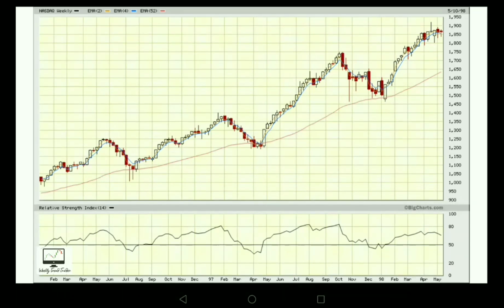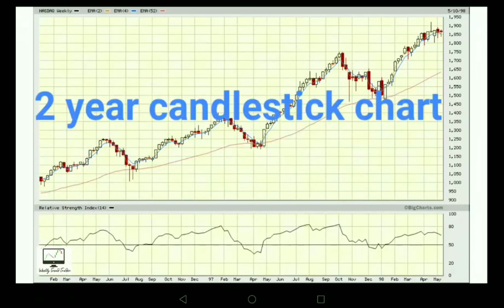What I'm going to do is share with you exactly how the strategy works. We'll build up a chart as to what's required, and then I'll take you through how the strategy works with the buy and sell signals. So the first thing that you need on the strategy is a 2-year candlestick chart.